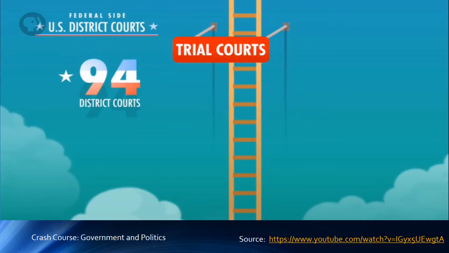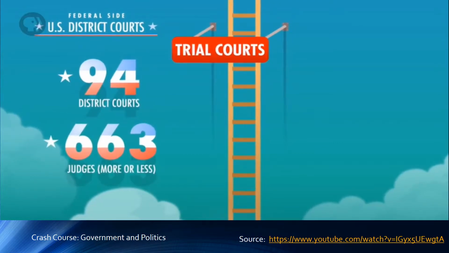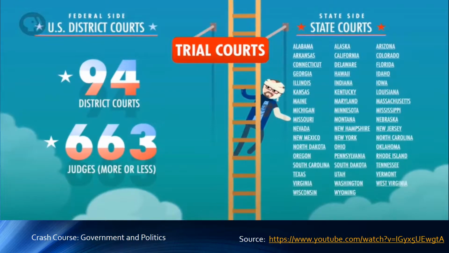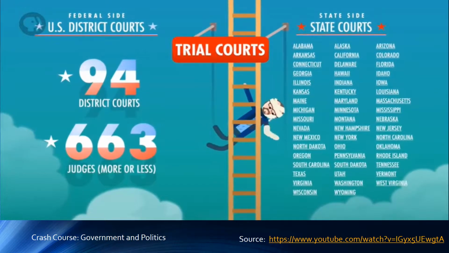On the federal side, the trial courts are the U.S. district courts. There are 94 of them with 663 judges, more or less. Sometimes in civil cases, a plaintiff, the person bringing the case, will have a choice about whether to bring that case in state or federal court. But you can only start in the district courts if your case meets certain important criteria. Almost all criminal cases start in state courts.